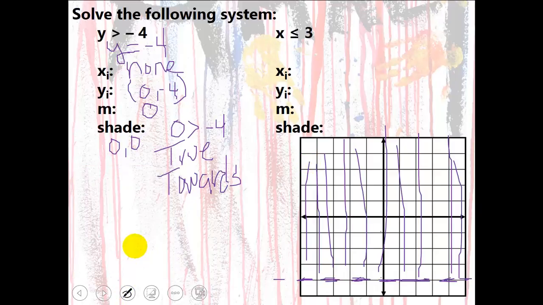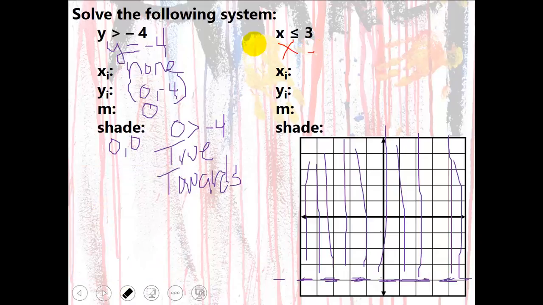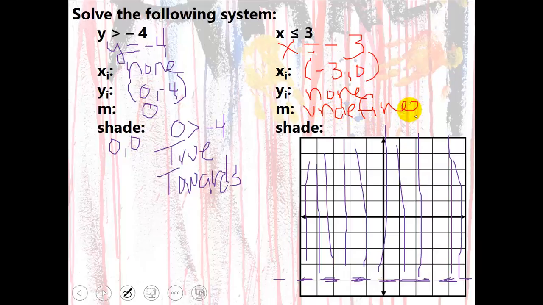For x is less than or equal to 3, remember we're going to graph the boundary line, x equals 3. My x-intercept is (3, 0). My y-intercept is none. My slope is undefined for every vertical line. And then I want to shade. I'm going to test (0, 0). Is 0 less than or equal to 3? Well, that's true. So we're going to go toward it.